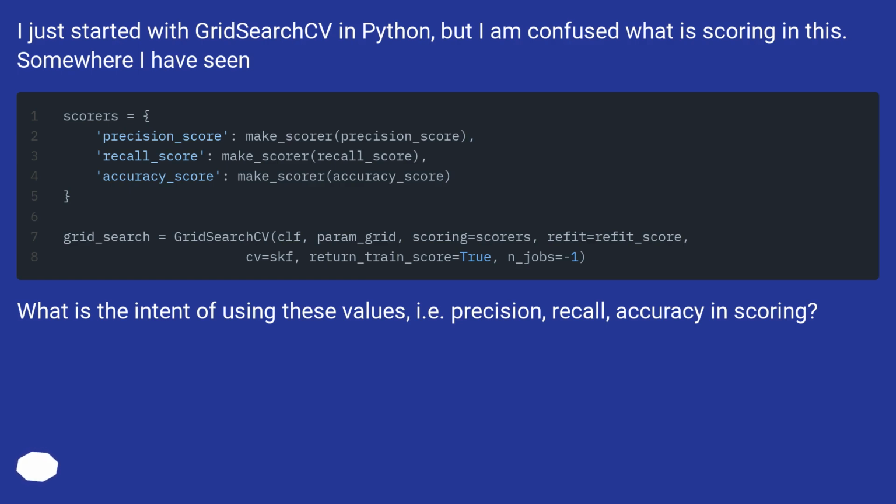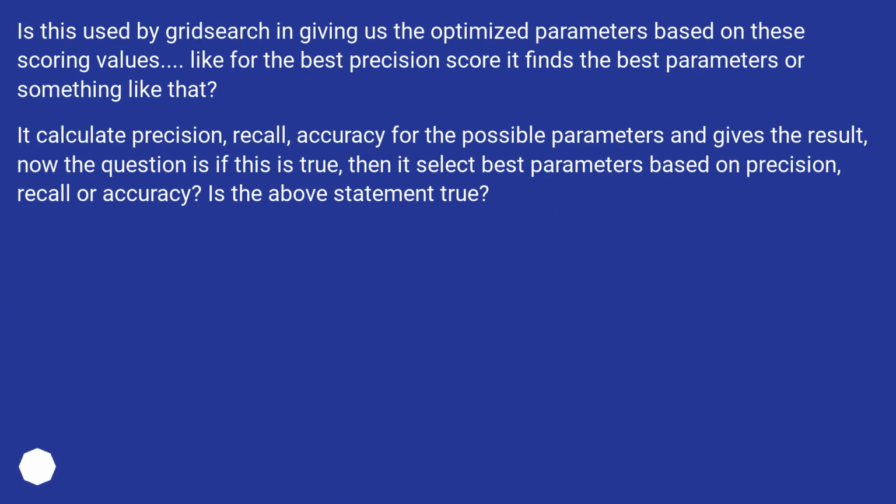What is the intent of using these values, i.e. precision, recall, accuracy and scoring? Is this used by Gridsearch in giving us the optimized parameters based on these scoring values? Like for the best precision score it finds the best parameters or something like that.